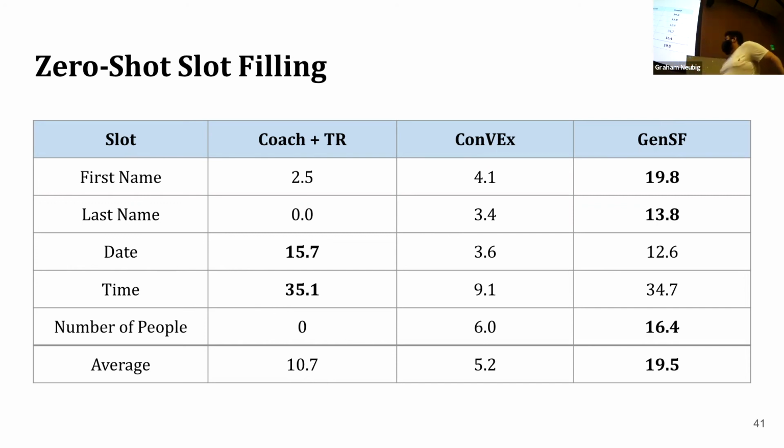In contrast, GenSF gets about 19.5, and we have another model there, Coachless TR, which was specifically designed for zero-shot slot filling, and they're at about a 10.7 F1 score. So I think that's all I have about slot filling. Any questions there?